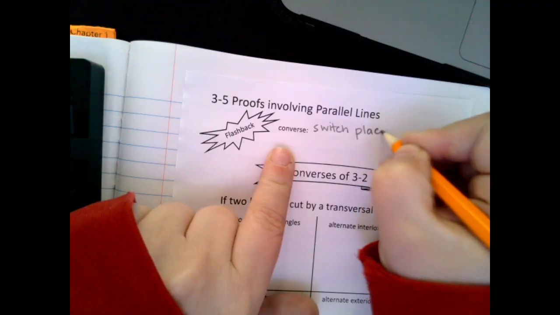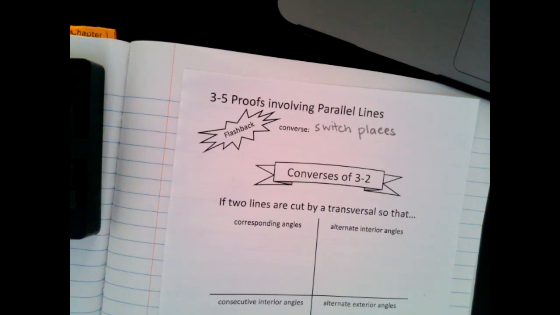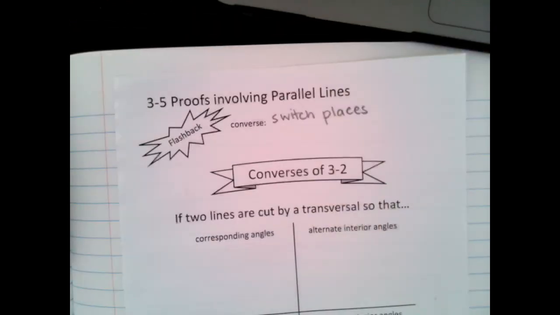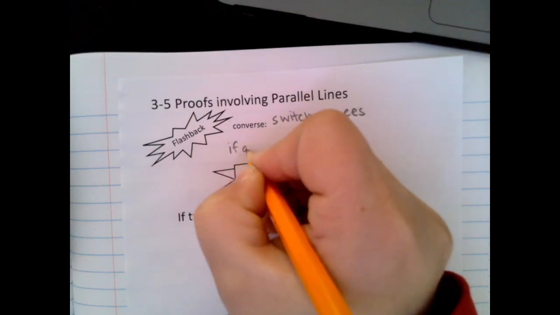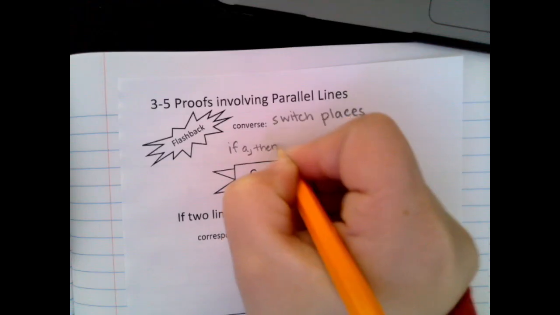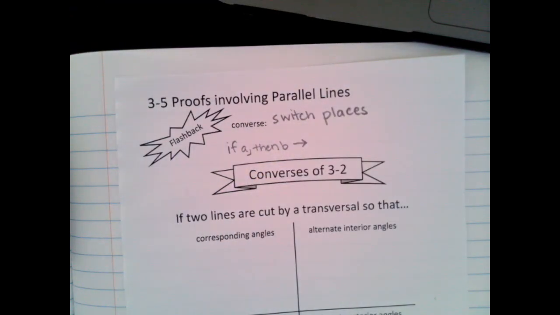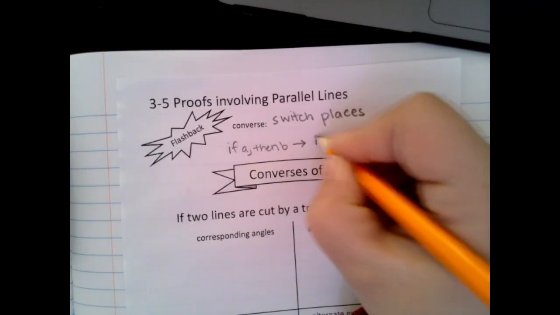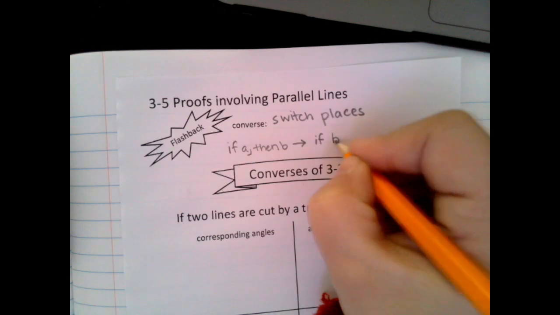We use these a lot in geometry. That's why we learned it in chapter 2a, because we do a lot of converses. So we're going to switch places. Which tells me if I have an if-then statement, if A, then B, we are going to switch it. So what would the converse be? If, what part would I start with instead? If B, then A. Good. If B, then A. Nice, Jordan.